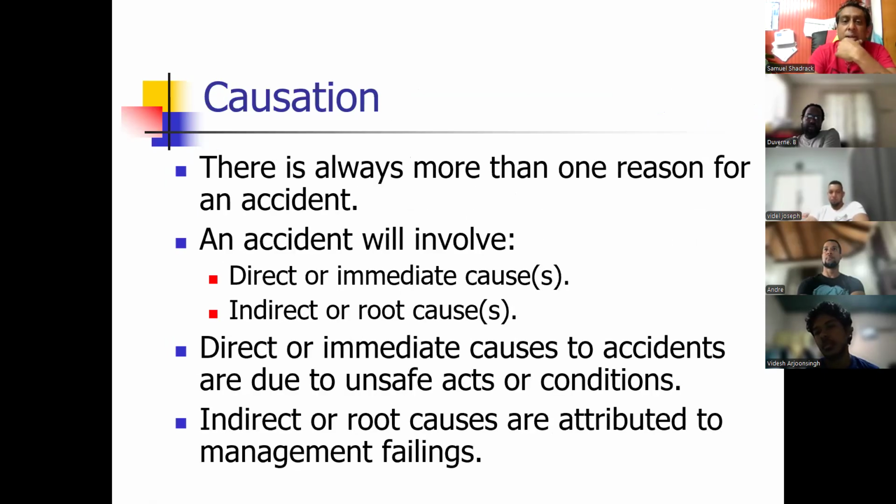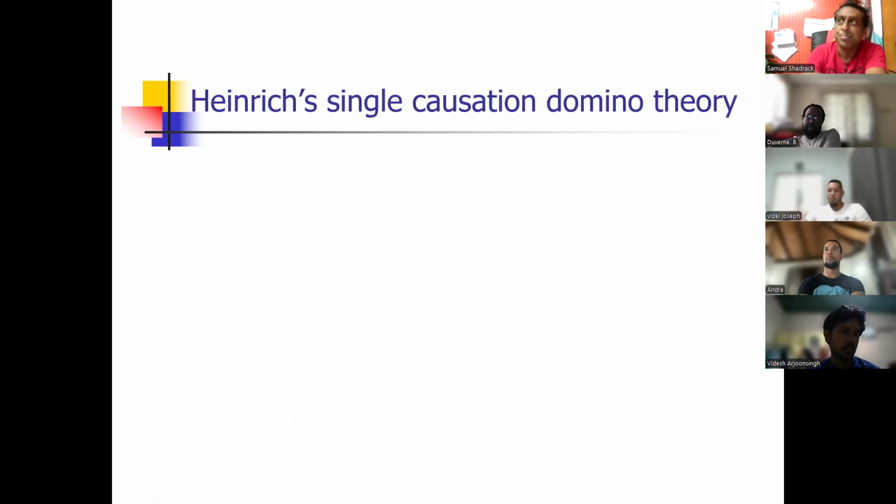Anyway, I'll move on. Right, so I'm gonna read this, but this is what I'm coming back to. There's always more than one reason for an accident. An accident would involve direct or immediate cause or causes, and indirect or root causes. Direct or immediate causes of accidents are due to unsafe acts or conditions. Indirect or root causes are attributed to management failures.